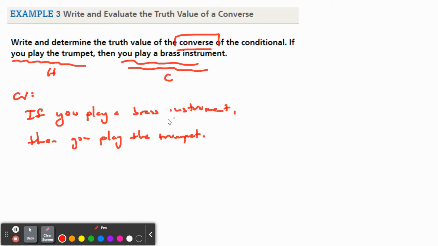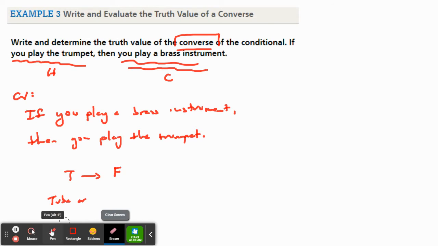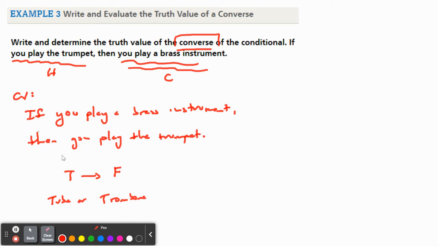Well, if you play a brass instrument, do you necessarily have to play the trumpet? No. You could play a brass instrument, that would be true, but you don't necessarily have to play the trumpet. You could play the trombone, you could play the tuba, right? So there's a bunch of different brass instruments that are not trumpets. So therefore, this converse with a true hypothesis and false conclusion is going to be false. There you go.